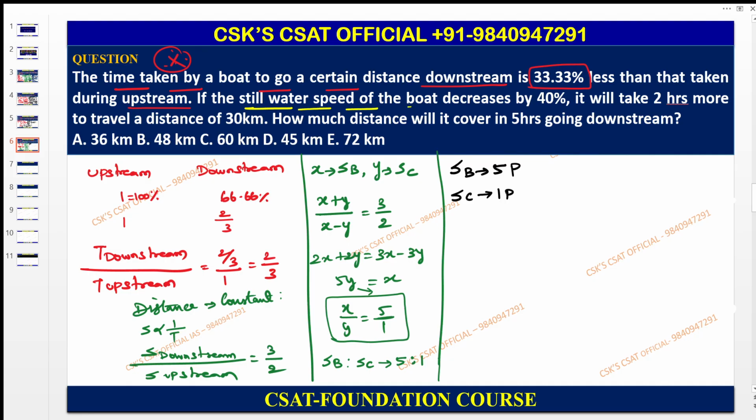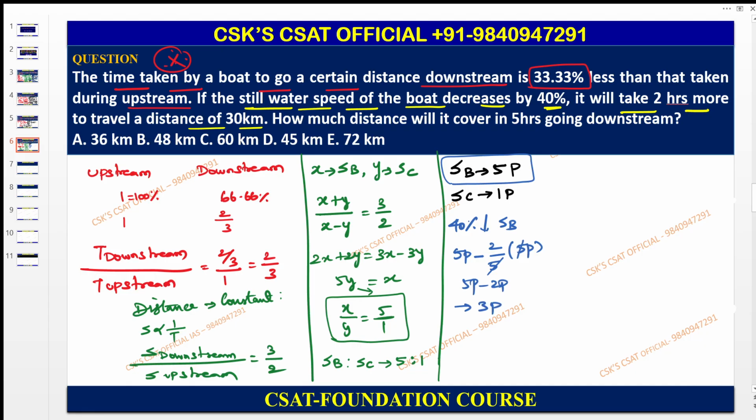If the still water speed of the boat decreases by 40%, it will take 2 hours more to travel that 30 kilometers. Now, a 40% reduction in the speed of the boat: the actual speed of the boat here is 5p, right? 5p minus 40% is 2/5 of the original speed. The original speed is 5p, so you can cancel this one. 5p minus 2p becomes 3p.